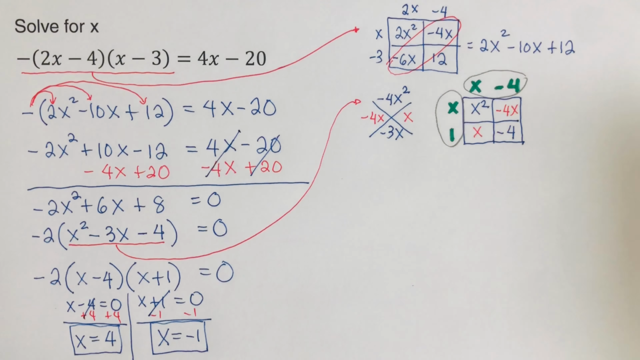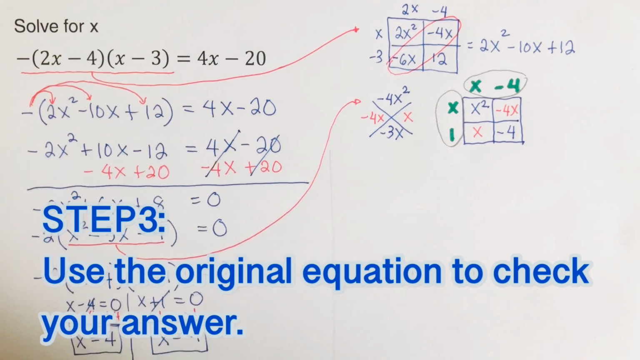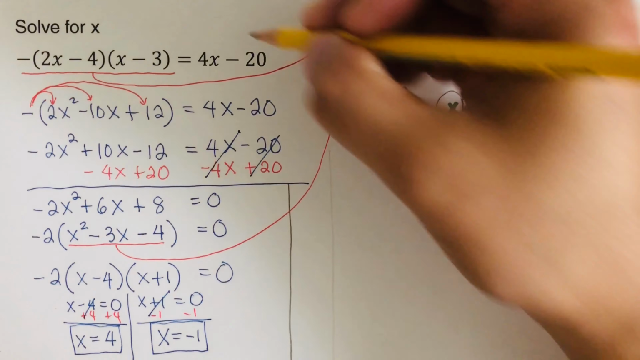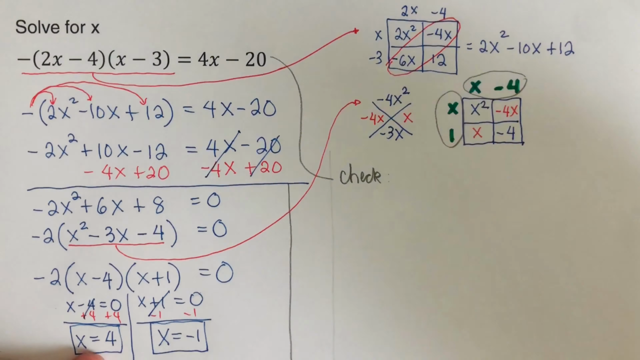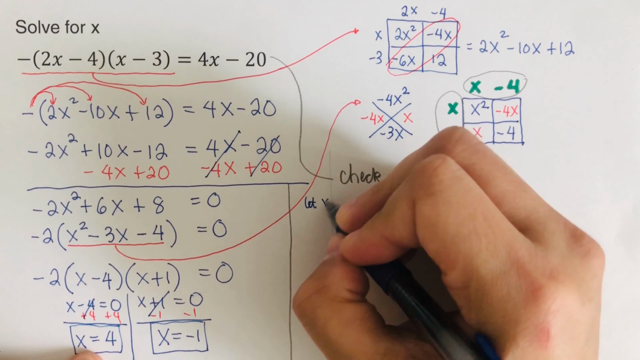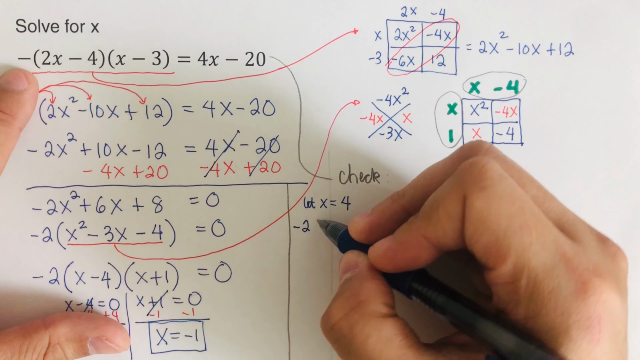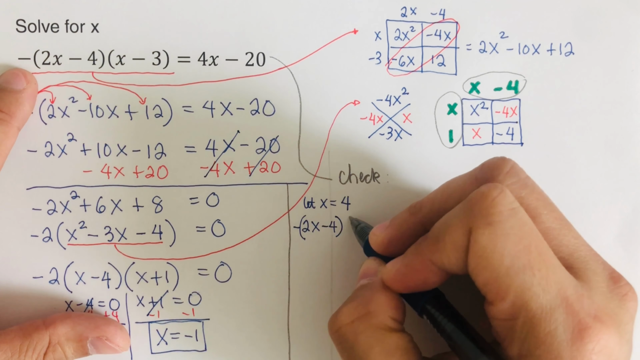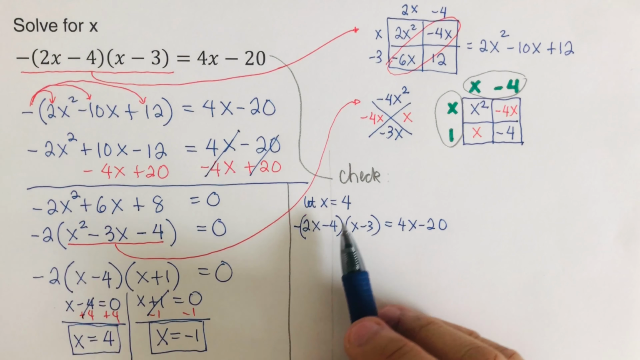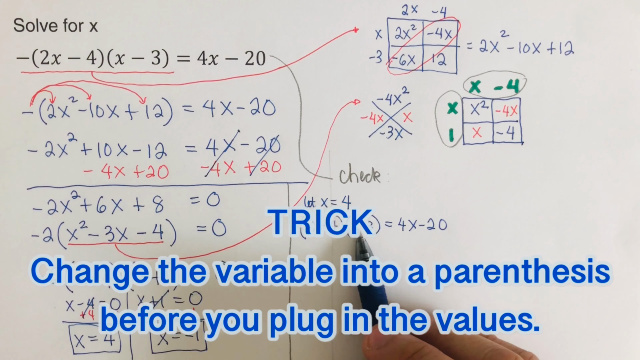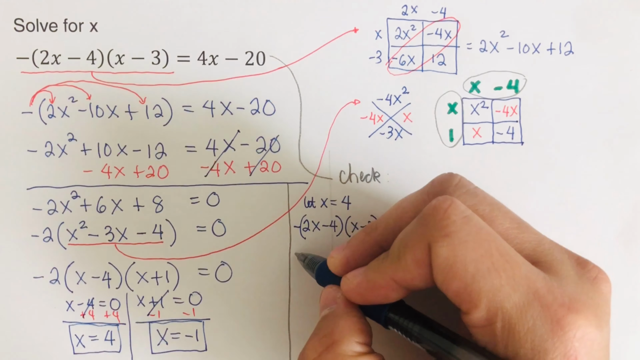Now we move on to the third step, which is to check our work using the original equation right here. So we show the check right here. We're going to use the original equation to check. We're going to use the x minus 4 first. So let x equals 4. So then we rewrite the equation. Again, the trick in checking our work is to change the variable into a parentheses before we plug in the value, which is 4. So then I'll show the work here.